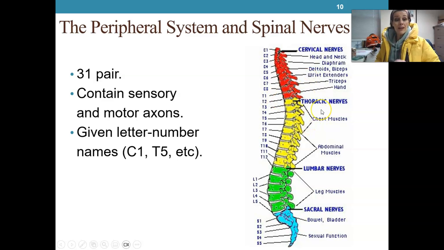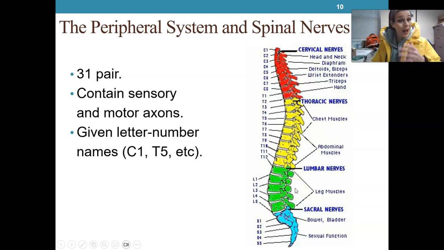Then just below that, we have our thoracic nerves. We go from T1 to T12. That's going to control a lot of movement for the chest muscles and the abs. The lumbar nerves are next. We only have about 5 of those. Those are for the leg muscles.